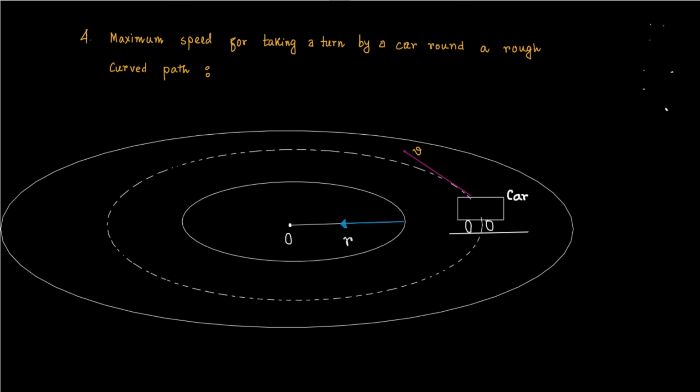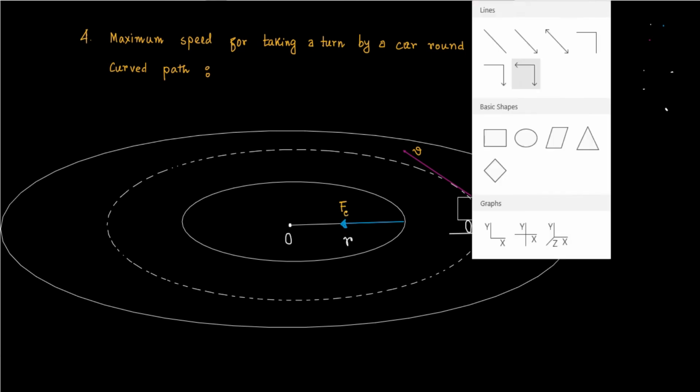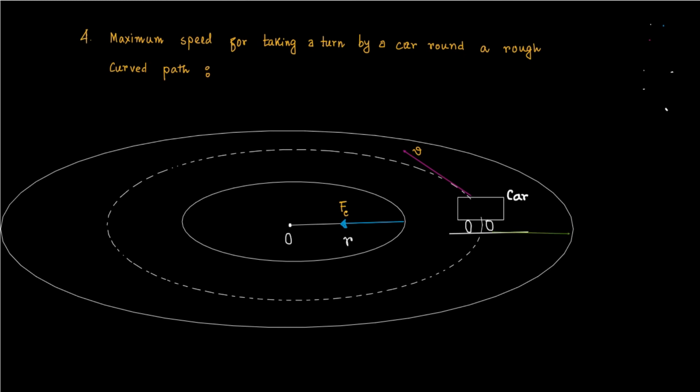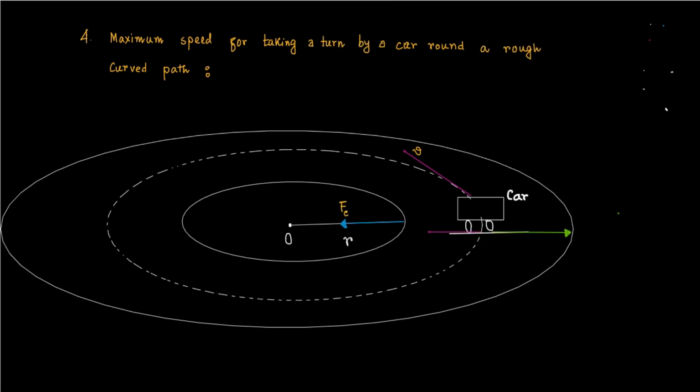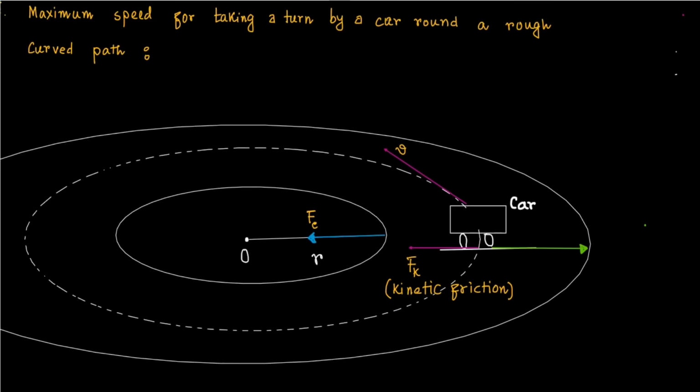Centripetal force Fc acts radially inwards, and due to the centripetal force Fc, the car will be revolving in this curved path. The car has a tendency to move radially outwards, and kinetic friction acting between the wheels of the car and the road is Fk, which acts radially inwards. Fk is the kinetic friction which acts radially inwards.